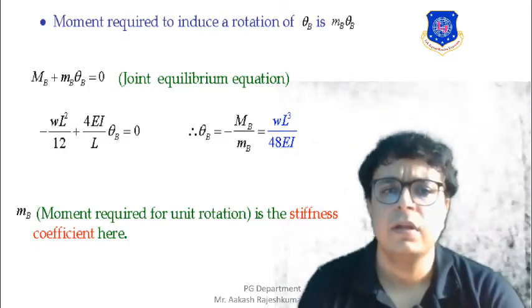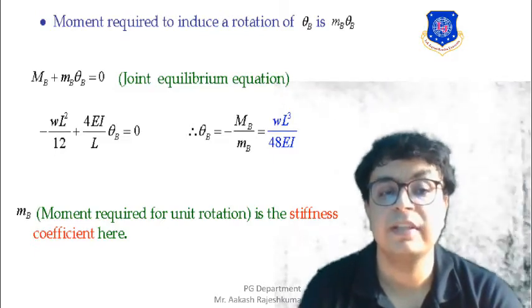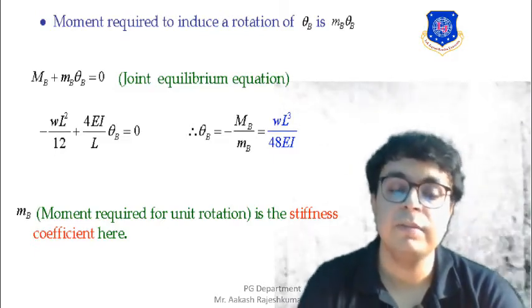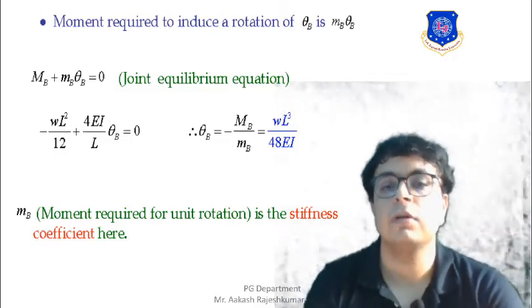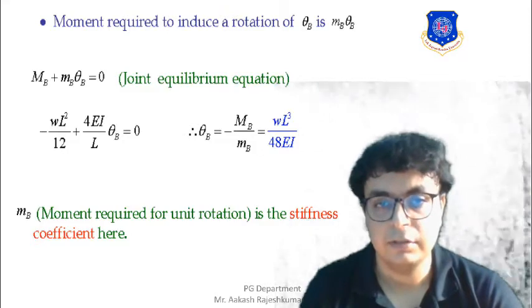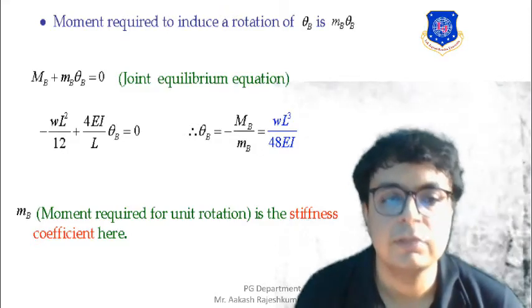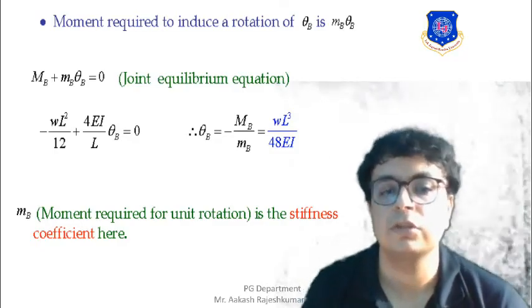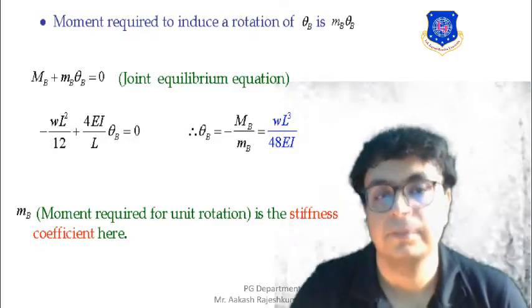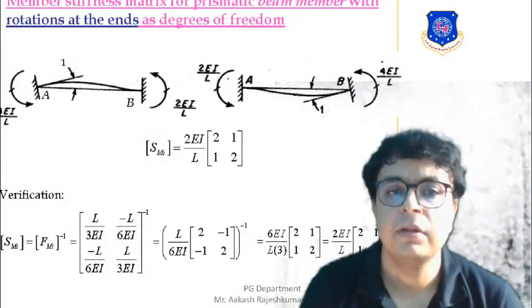After equating all this, that is minus WL square by 12 plus 4EI upon L theta b, finally we will get the value of theta b equal to WL cube by 48. Here, particularly, theta will be equal to capital MB upon small mb. Small mb is nothing but the moment required for rotation, that is the stiffness coefficient. Like this, for a beam we have found it over here.